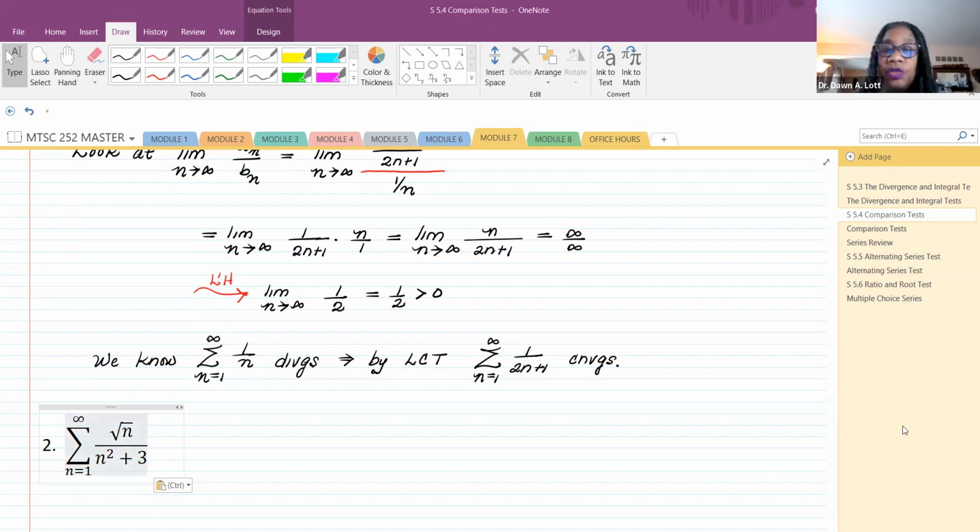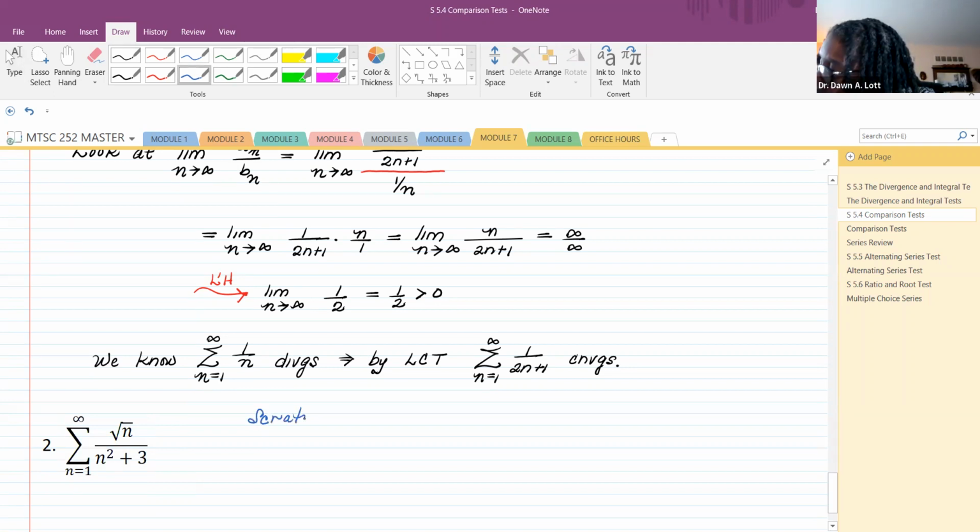Okay, so as n gets really, really big, so here's my scratch on the side again. I have the square root of n, which is n to the 1/2, divided by n squared plus 3. And as n goes to infinity, that 3 is not going to matter. So it's going to look like n to the 1/2 over n squared, which looks like 1 over n to the 3/2.